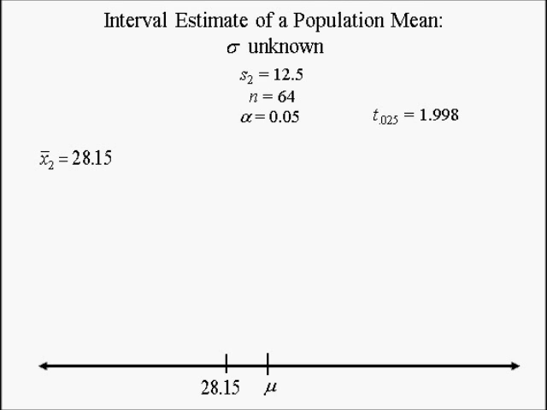The second estimated standard error is equal to 12.5 divided by the square root of 64, which is 1.5625. The second estimated margin of error is equal to the t-value times the estimated standard error, which equals 1.998 times 1.5625, or 3.12. The upper endpoint of the second interval estimate equals the second X bar of 28.15 plus the second estimated margin of error, 3.12, which equals 31.27.